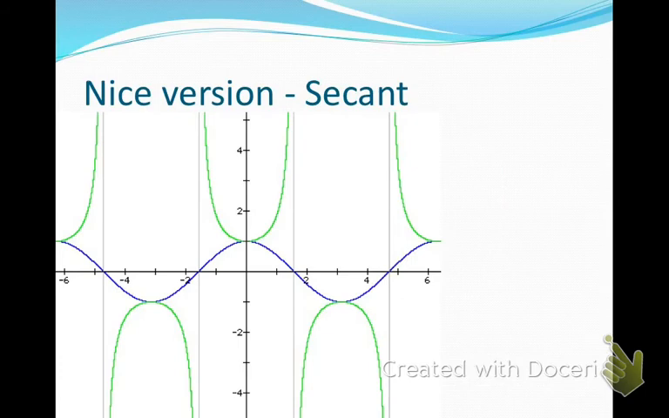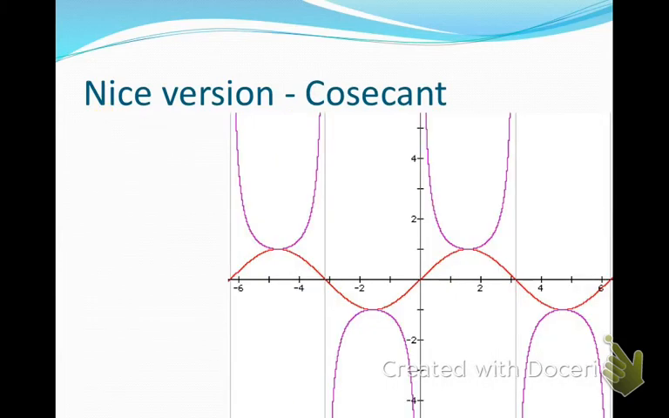So here's some nicer versions. Here's the nicer version of secant. The secant graph is all of the green parts, and the blue part is just the cosine that helps us graph it. Cosecant, just these purple parts up here. The red graph is the sine that helps us graph it.